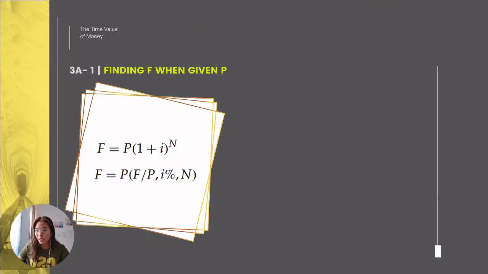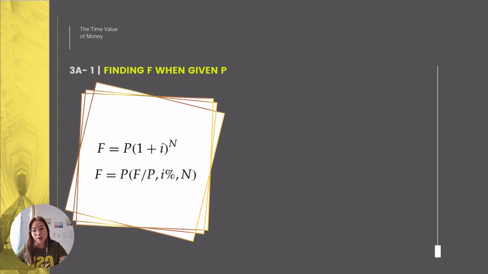Let's start with finding F. Our approach in this lesson is that we have different cases, like what if P is given, how do you find F? Those are the subtopics for the remaining outline of this lecture. So let's start with finding F when given P.